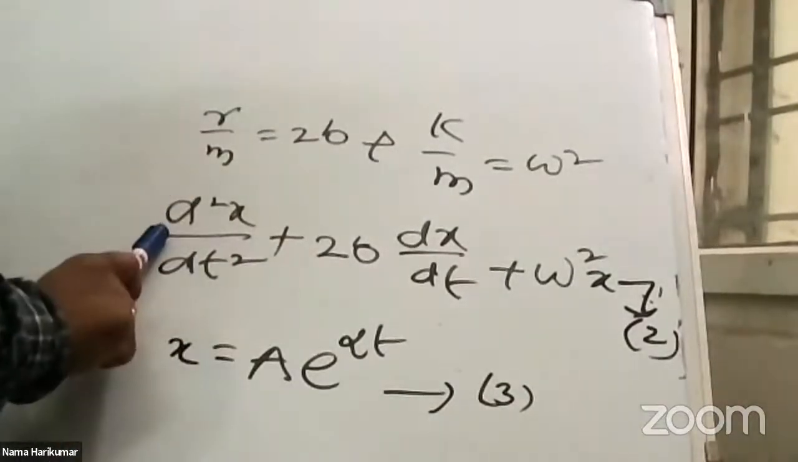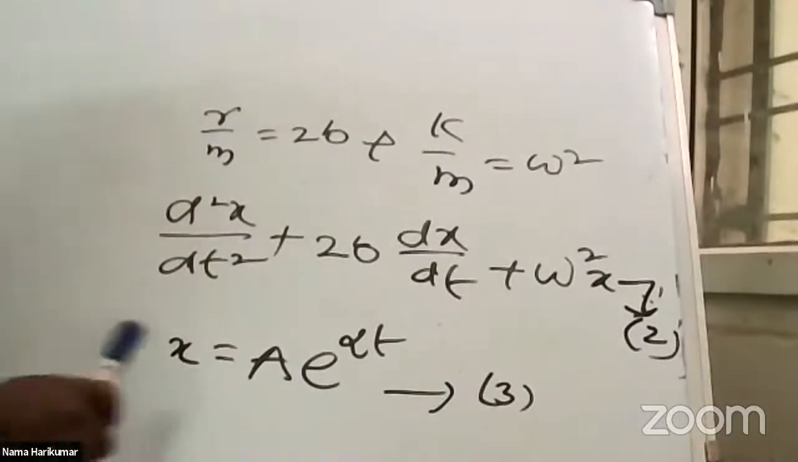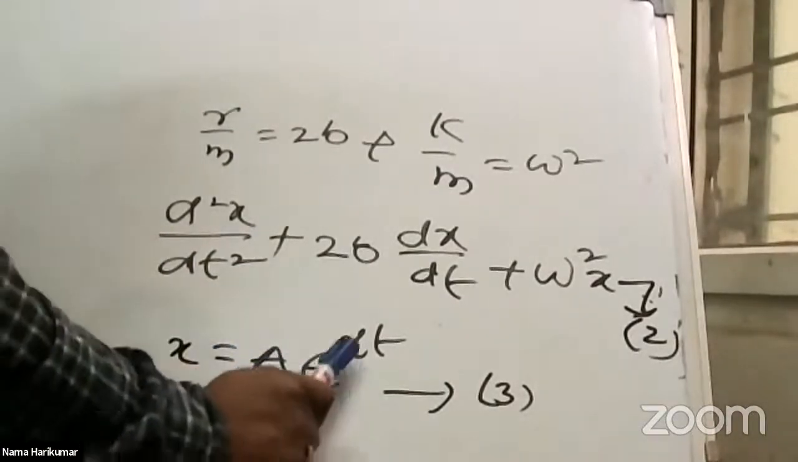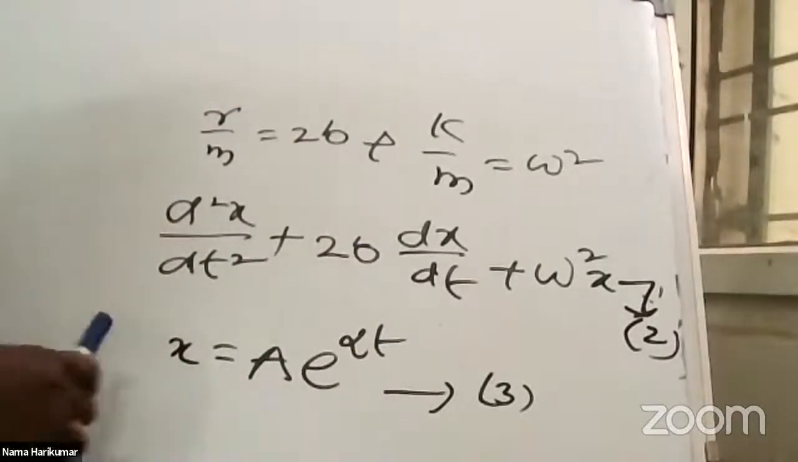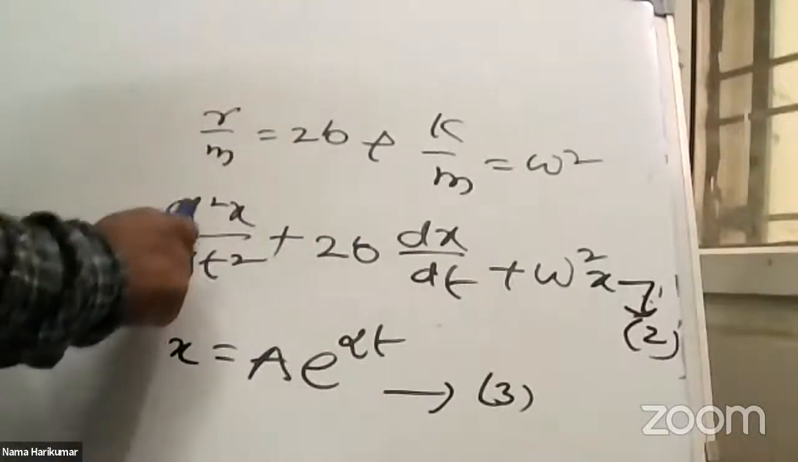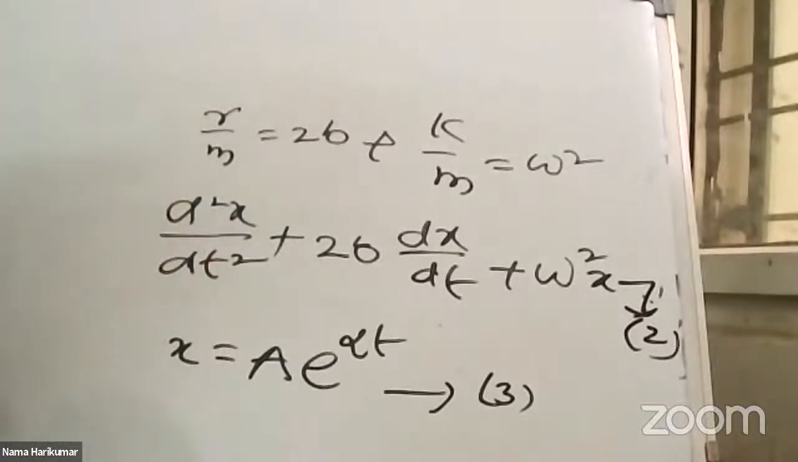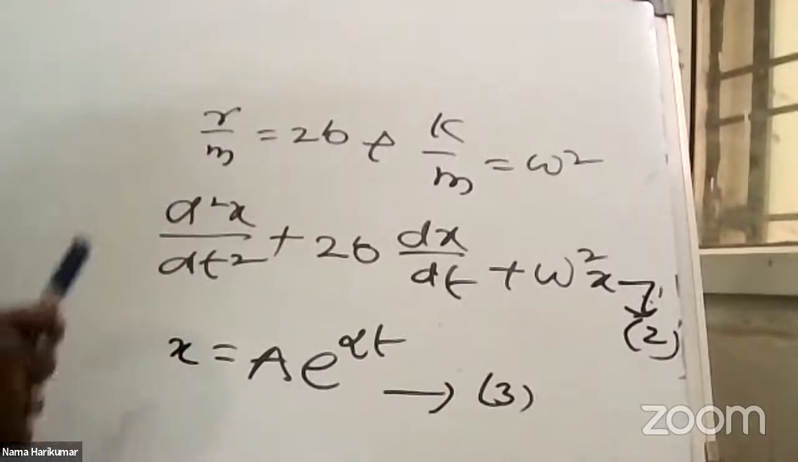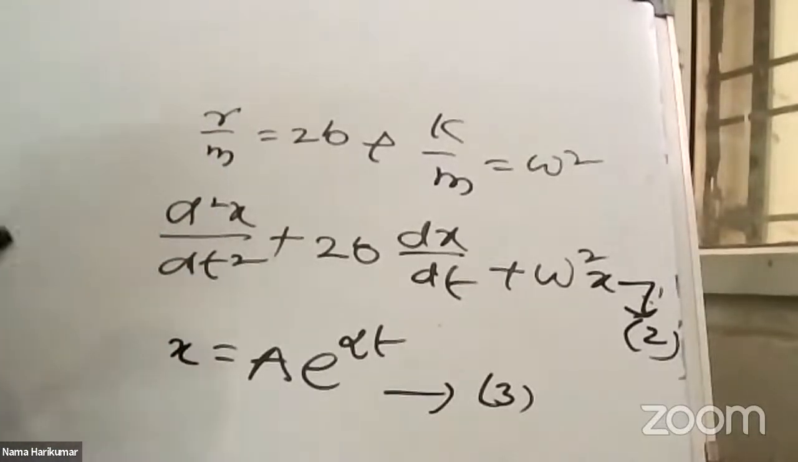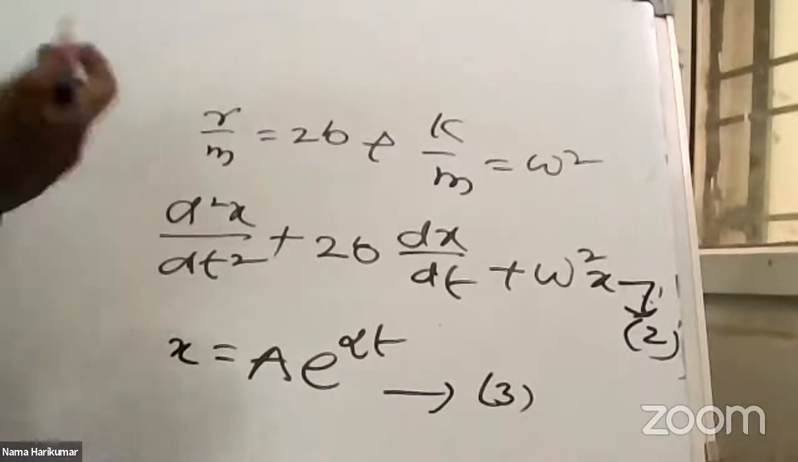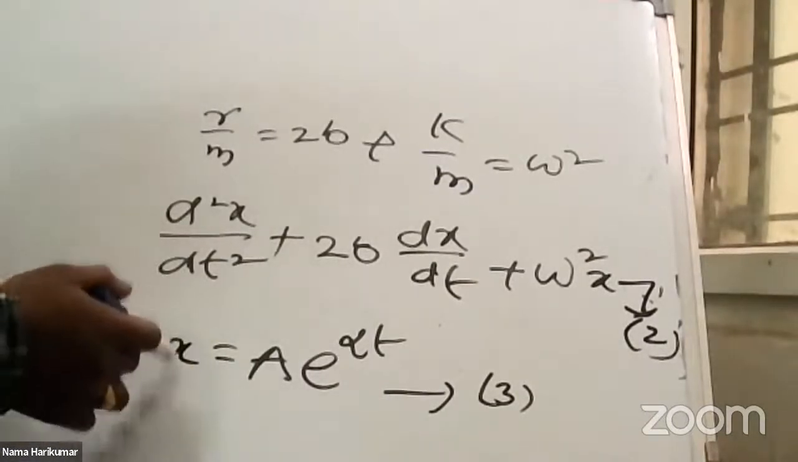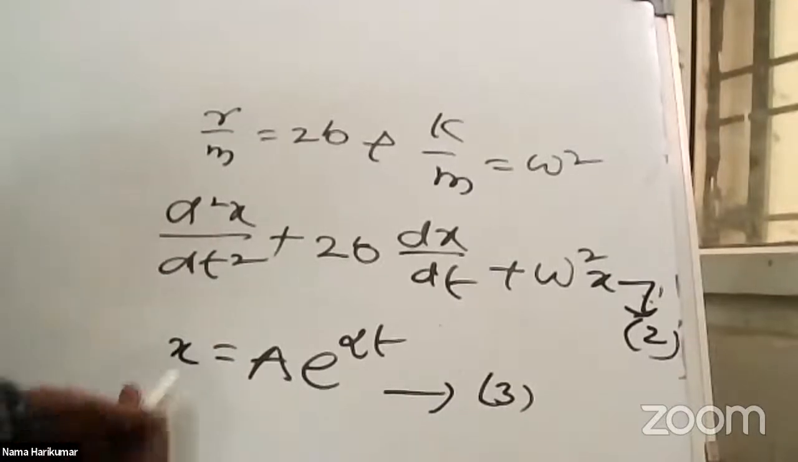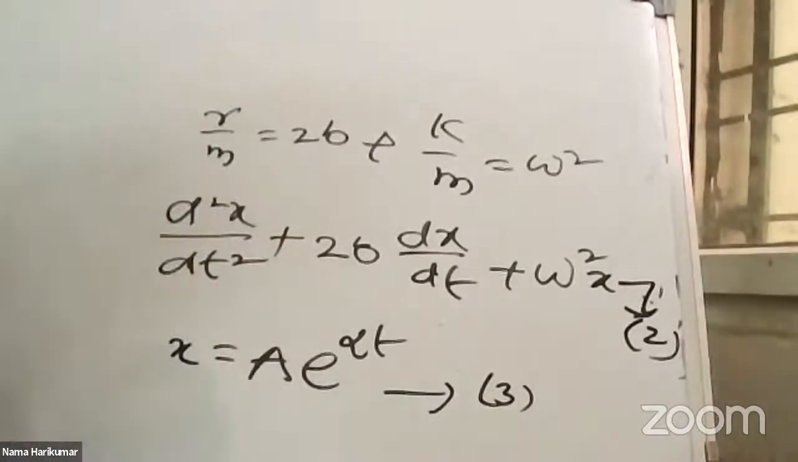This assumed equation is the solution of our second equation. The assumed equation is x equal to a e to the power of alpha t. Our equation is d square x by dt square, which is second order. Second order formation means we are double differentiating: dx by dt and d square x by dt square.